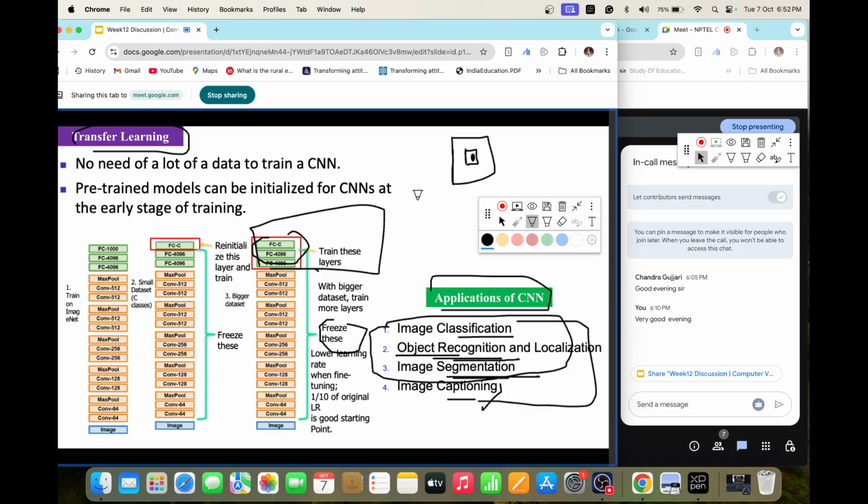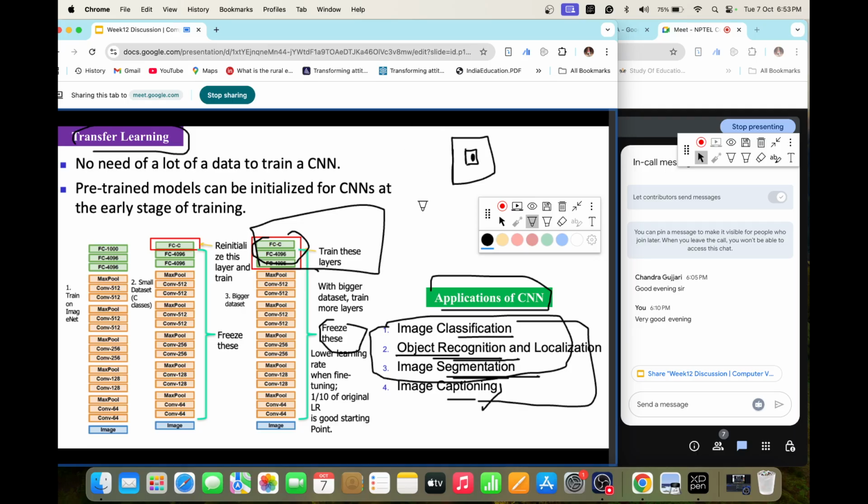Instance segmentation means, for example, in the same image you require where exactly the banana is and where exactly the apple is. Semantic segmentation will segment all the fruits at once, but here it will segment the banana in a different color and the apple in a different color. So that is instance segmentation.